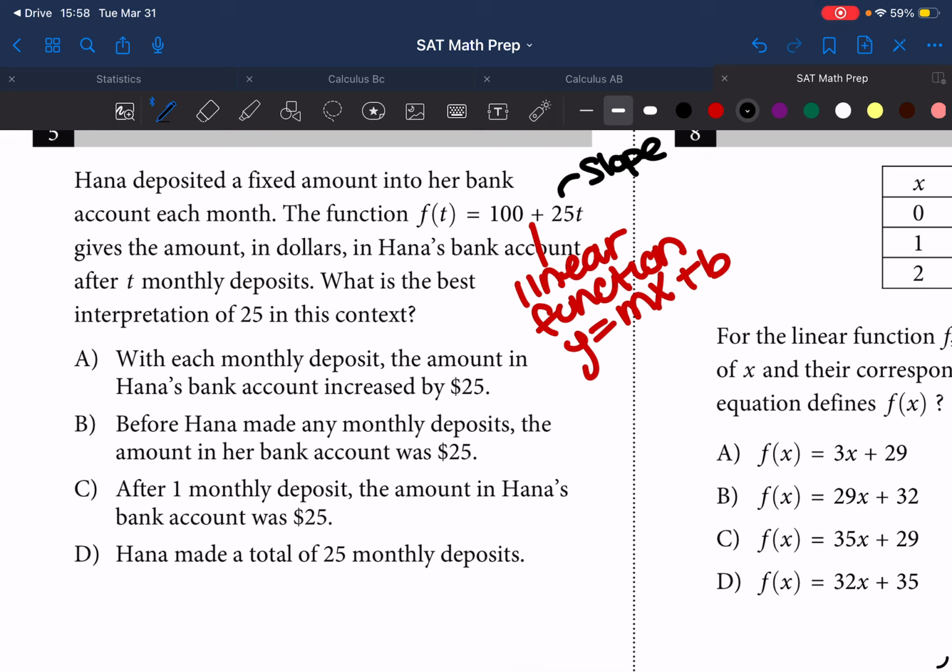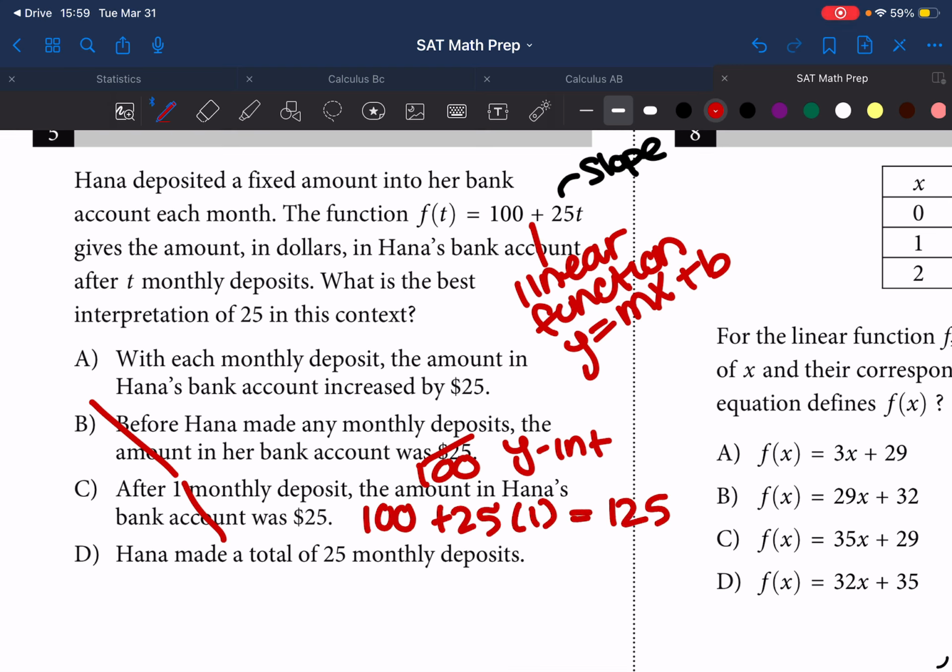So A says, with each monthly deposit, the amount in Hannah's bank account increases by $25. B says, before Hannah made any monthly deposits, the amount in her bank account was 25. So this is wrong, okay, because this is talking about the y-intercept, which technically is 100. Okay, C says, after one monthly deposit, the amount in Hannah's bank account is 25. Well, that's also wrong, because after one deposit, this is 100 plus 25 times 1, which is 125.